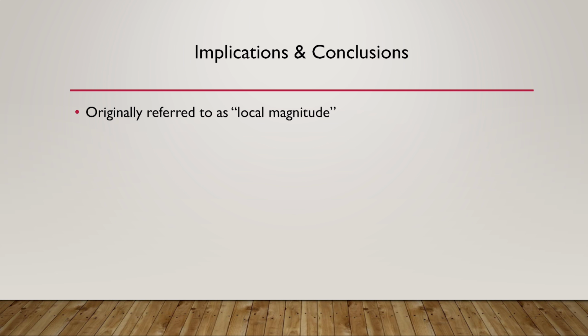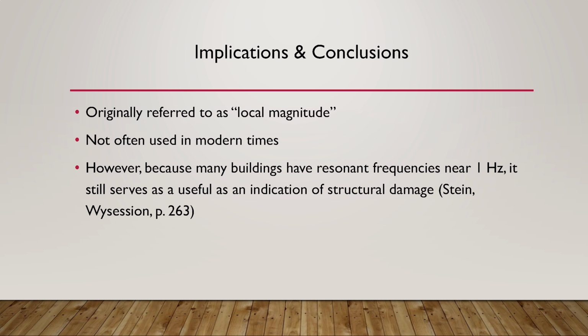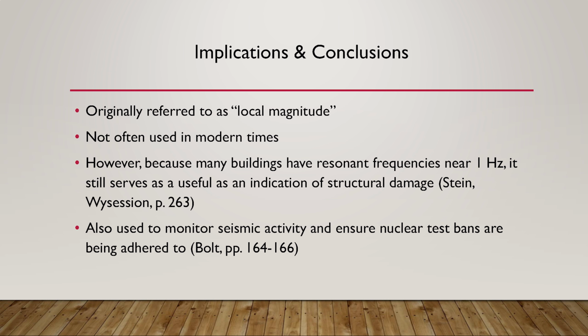While the Richter scale, originally referred to as local magnitude, is not used as commonly today as it once was, Stein and Wysession note, local magnitudes are sometimes still reported because many buildings have resonant frequencies near 1 Hz, close to that of a Wood-Anderson seismograph, so local magnitude is often a good indication of the structural damage an earthquake can cause. The Richter scale also has its uses in the field of nuclear weapons testing.